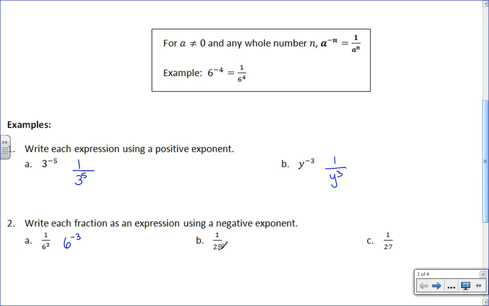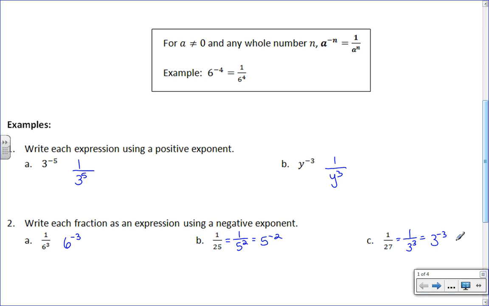Now here, there's no exponents involved, but we can first write 25 as 5 squared. And now we can actually change this to something using a negative exponent. Since it's in the denominator, if I were to rewrite it, that would be 5 to the negative 2. And we'll do the same thing with c. We need to first rewrite 27 as 3 to the third. And now to write that as a negative exponent, it's in the denominator, so this would be 3 to the negative third.